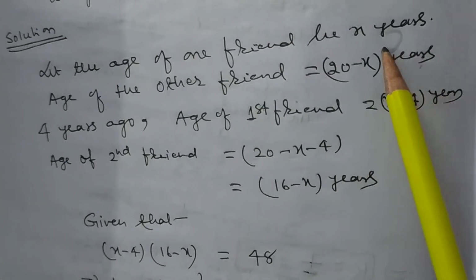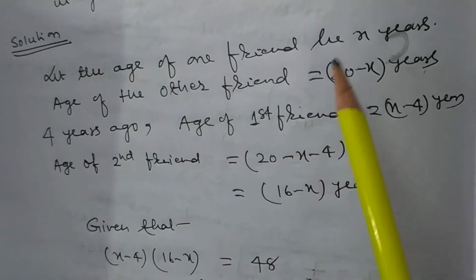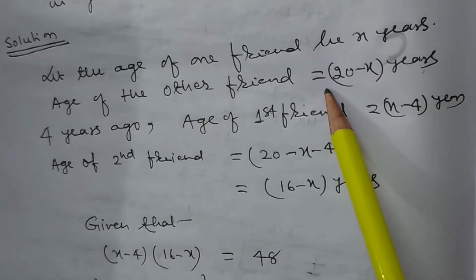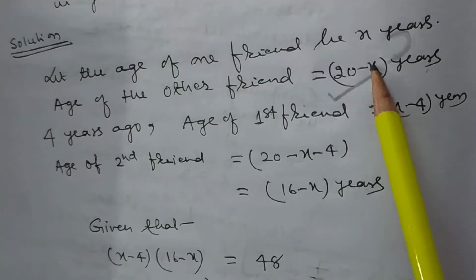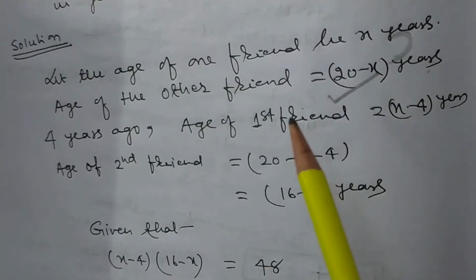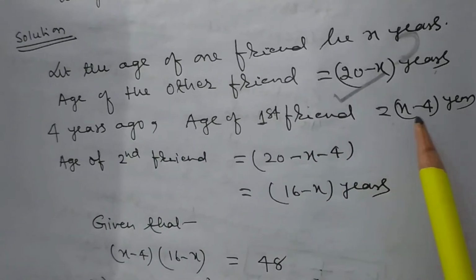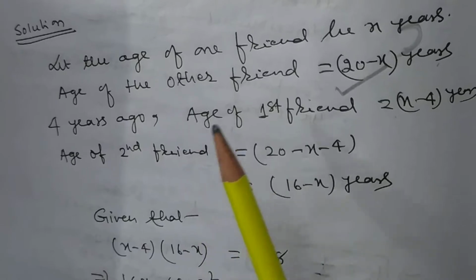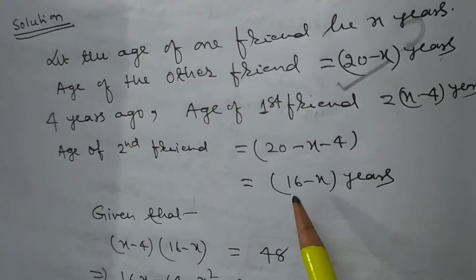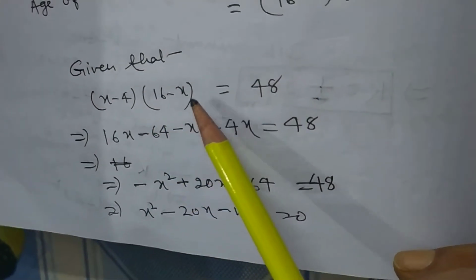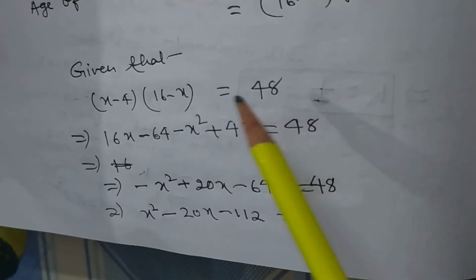And this is the conversion. This is the important part. If age of one friend is x and sum is given, then age of other friend will be 20 minus x. Then only we can convert it into a quadratic equation. 4 years ago, age of first friend is equal to x minus 4 years. Age of second friend is equal to 20 minus x minus 4, that is 16 minus x. Given that x minus 4 into 16 minus x is equal to 48.